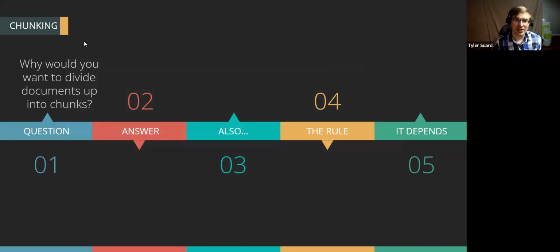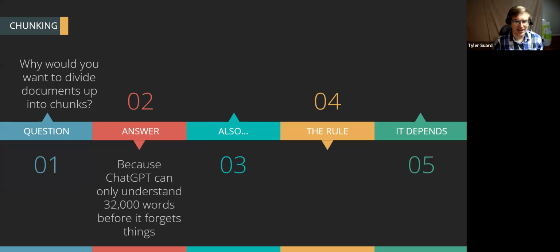So now we're going to talk about chunking. Why would you want to divide documents up into chunks? Let's say you have a really long document. Let's say you have the Constitution and you want to get some information out of it. Why would you want to divide that Constitution up into chunks instead of feeding the whole thing to AI? The reason is ChatGPT can only understand around 32,000 words before it starts to forget things. This is kind of a complicated explanation. It goes along with the architecture, but it's basically a limitation that we have to work with for now. So you cannot put in the whole Constitution because it's much longer and you won't get a good response out of it. It won't understand the whole thing.